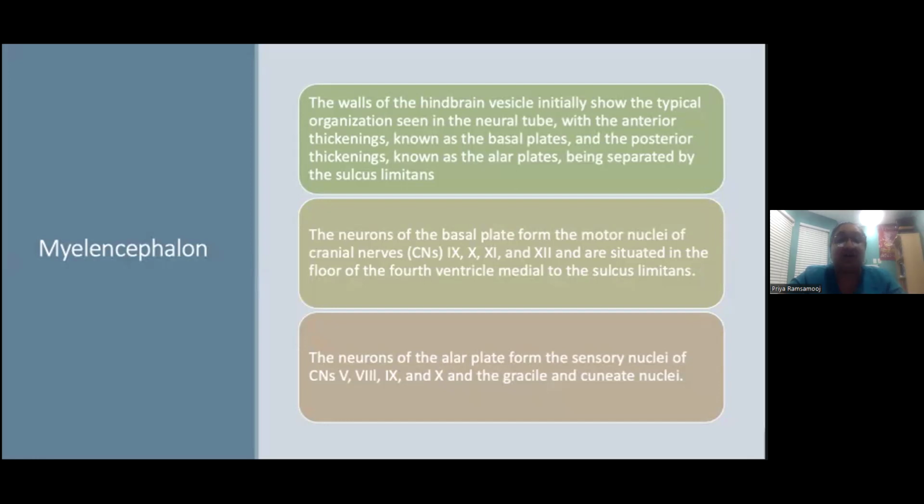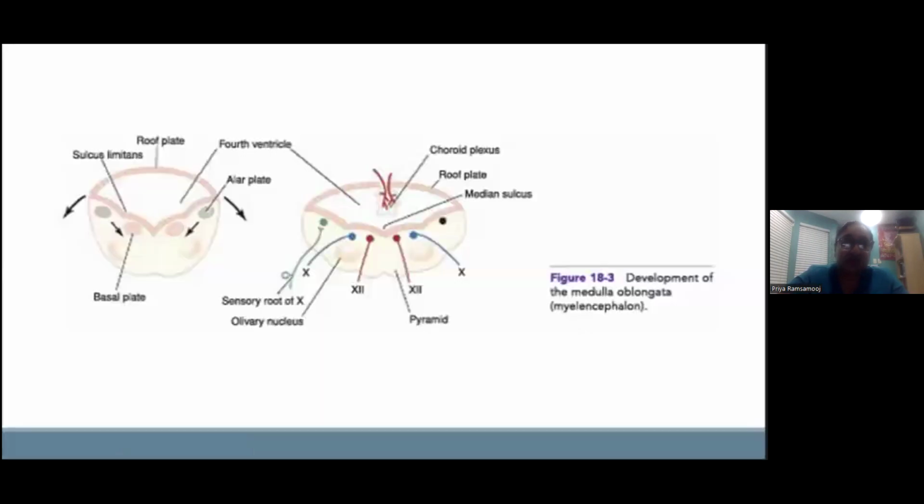And then the neurons of the alar plate form the sensory nuclei of cranial nerves 5, 8, 9, and 10, and the gracile and the cuneate nucleus as well, right? So this becomes very important. What we're seeing here is exactly what I just said, the development of the medulla oblongata. And we see the nerves exiting from the alar and the basal plate.